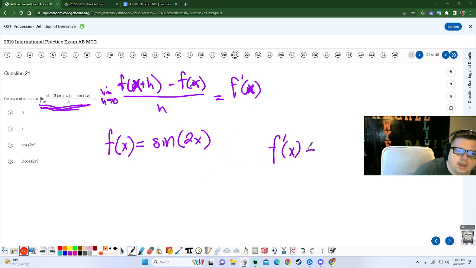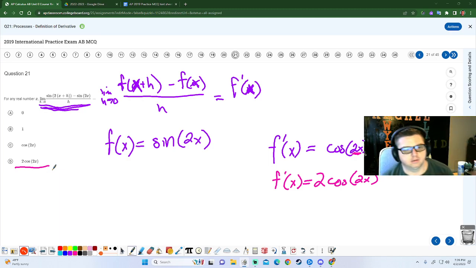So when we do that, we're going to do the derivative of sine, the outside function, first. We always do the outside function first. So the derivative of sine is cosine of 2x, times, and then we talk about the nested function. The derivative of 2x is just 2. So our final solution comes out to be 2 cosine 2x, which is giving us letter D.